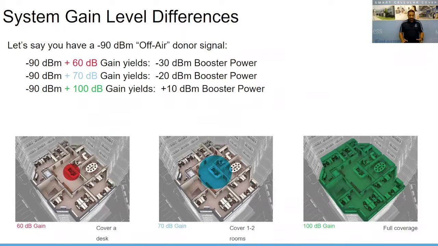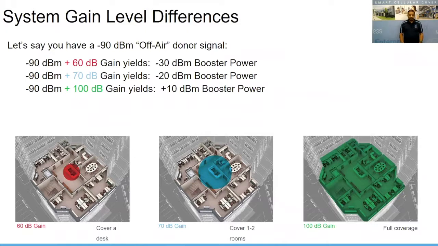So on this slide, we have a fixed input signal. And so we're going to look at the different gain levels and how that affects a coverage bubble inside of a building. So we have an off-air signal, negative 90, strongest signal in the building. You're by the window, so that's where we put our network unit. Then we stretch our coverage unit, or you place the server antenna for a wideband repeater, into the coverage area.